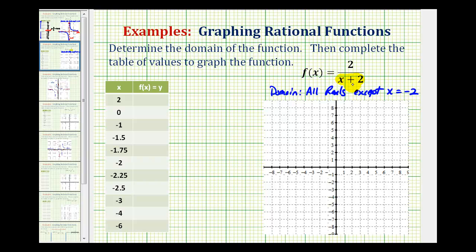Any 0 of the denominator that is not a 0 of the numerator will be a vertical asymptote, which means the graph of our function will have a vertical asymptote at x equals negative 2, which would be this vertical line here. This means the graph will approach this line, but not cross it. Also, when creating a table of values, we want to put x equals negative 2 right in the middle, as we see here. We know when x is negative 2, the function or y is undefined.